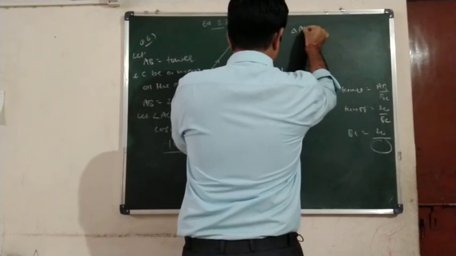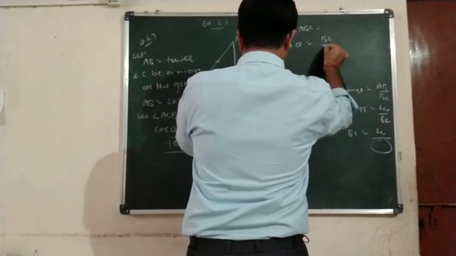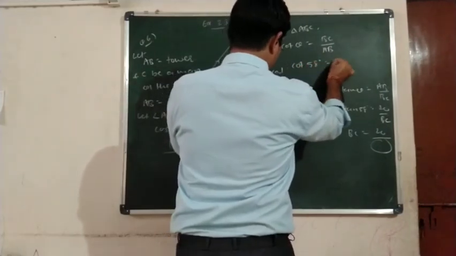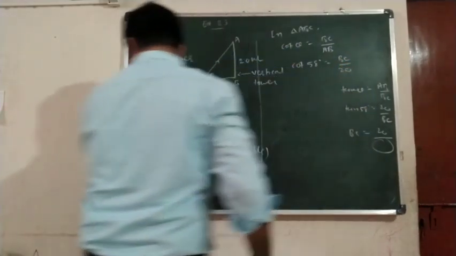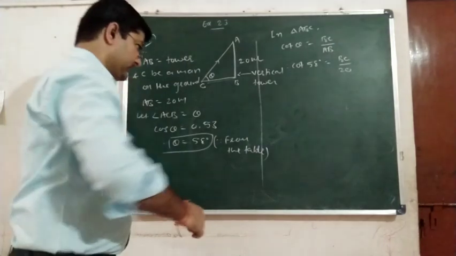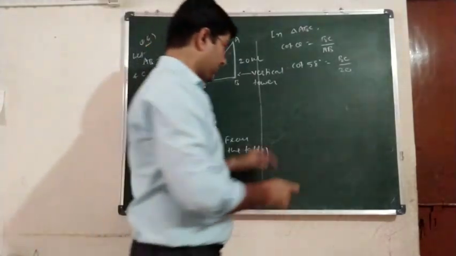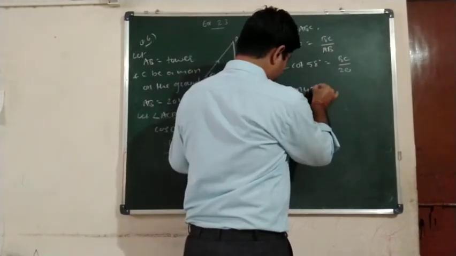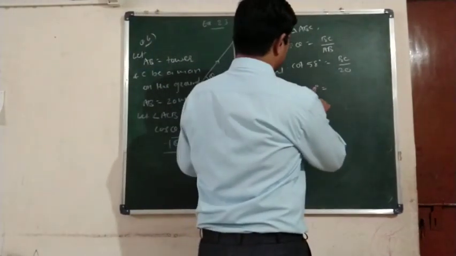So in triangle ABC, cot theta is given by base upon perpendicular. Therefore, cot 58 is equal to base, which we have to calculate, upon AB, which is given to be 20. Now we are not given any table for cot, so let us convert this into tan. Yes or no? So cot 58 is equal to tan 42. Yes or no? 58 plus 32 is 90.